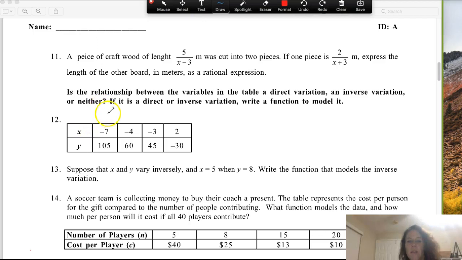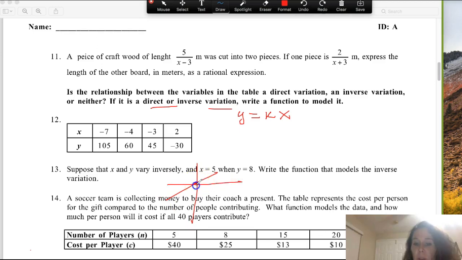Okay, number 12 says, is the relationship between the variables in the table a direct, an inverse, or neither? If it's direct or inverse, write a function to model it. Real quick, direct variation, y equals k times x. This would be slope-intercept form. That would be the slope. And your y-intercept, of course, would be 0. So direct variation is just a line that goes through the origin, okay?